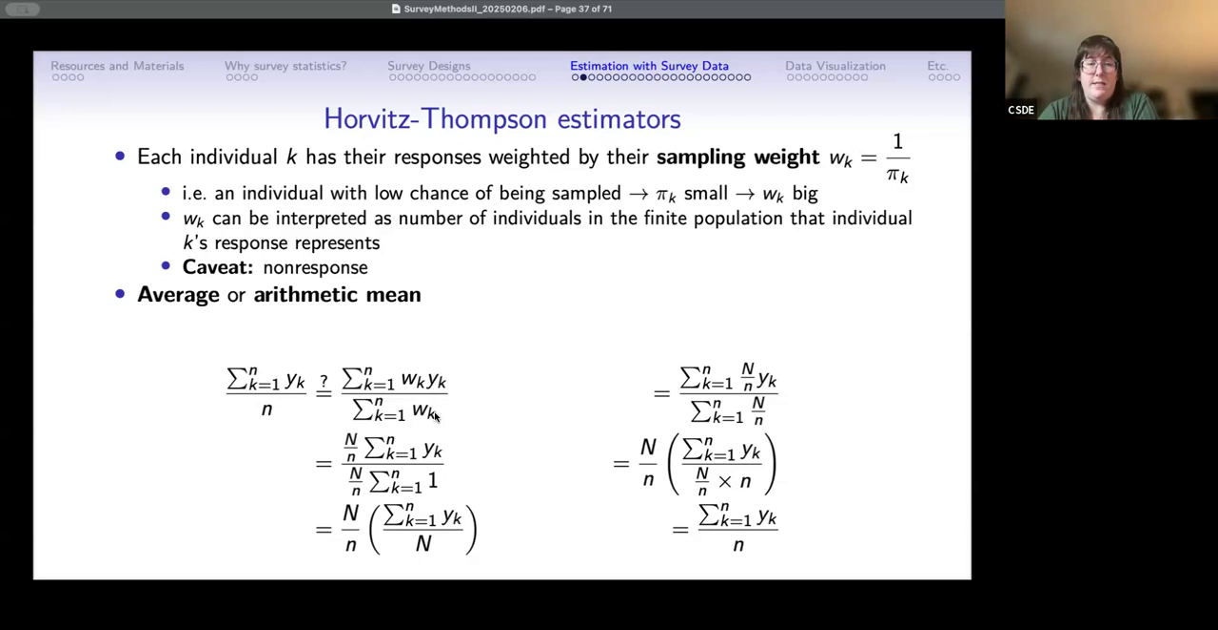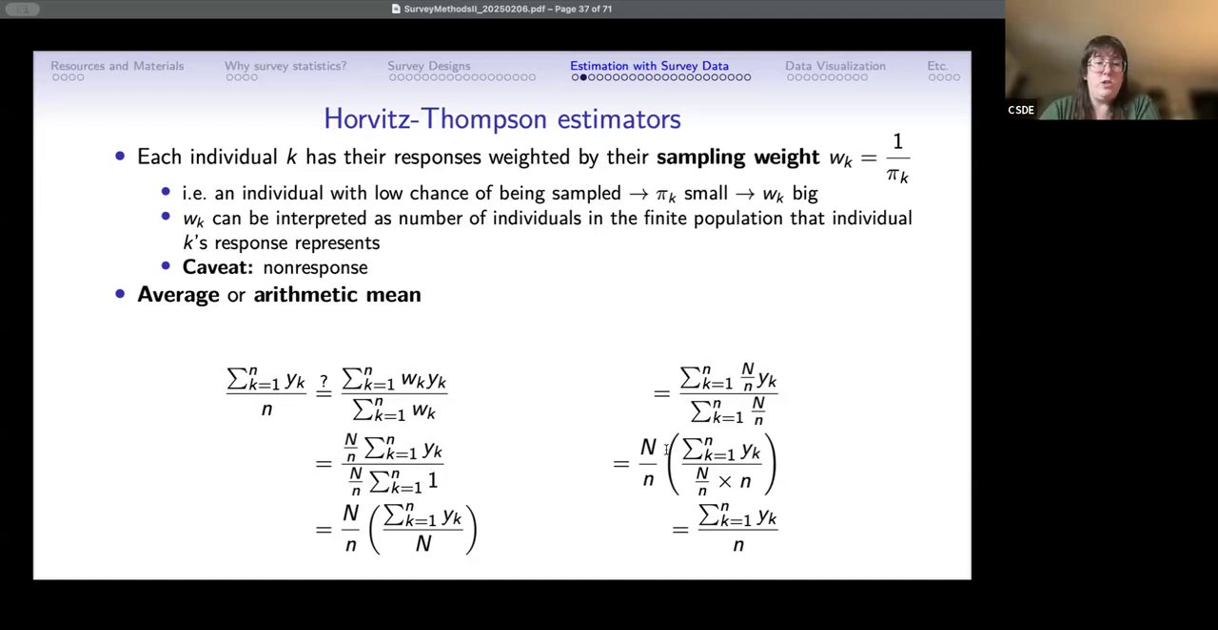If we have a simple random sample, these wk's are big N over little n, right? Since these are constant regardless of what k is, I can pull out N over n from each sum. And then I have the sum of yk up here, and then I have the sum of 1, n times, which is just n. If I add up 1 five times, I get 5. I add up 1 little n times, I get n.